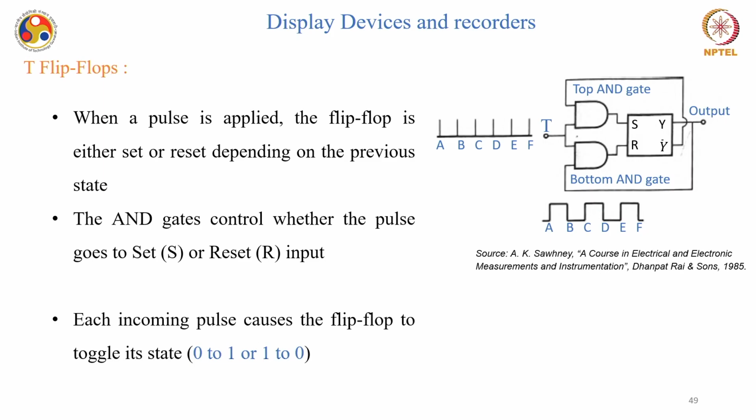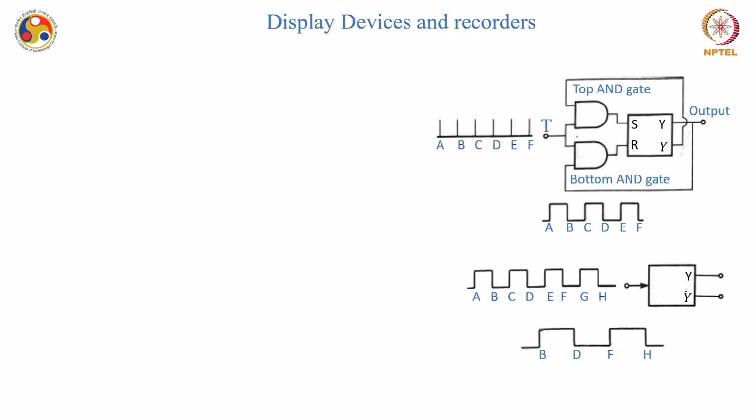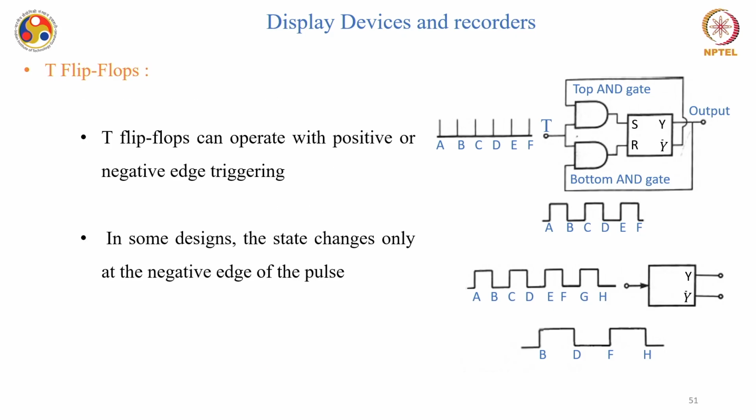When a pulse is applied, the flip-flop is either set or reset depending on the previous state. The AND gates control whether the pulse goes to the set or the reset input. Each incoming pulse causes the flip-flop to toggle its state from 0 to 1 or 1 to 0. Now, 2 input pulses produce one complete output cycle. Hence, the output frequency is half of the input frequency, and you can say that it acts as a frequency divider.